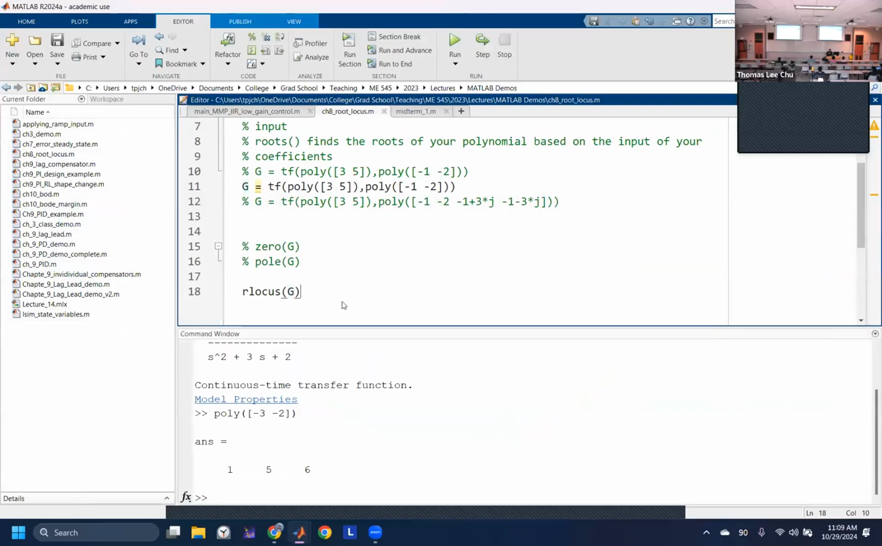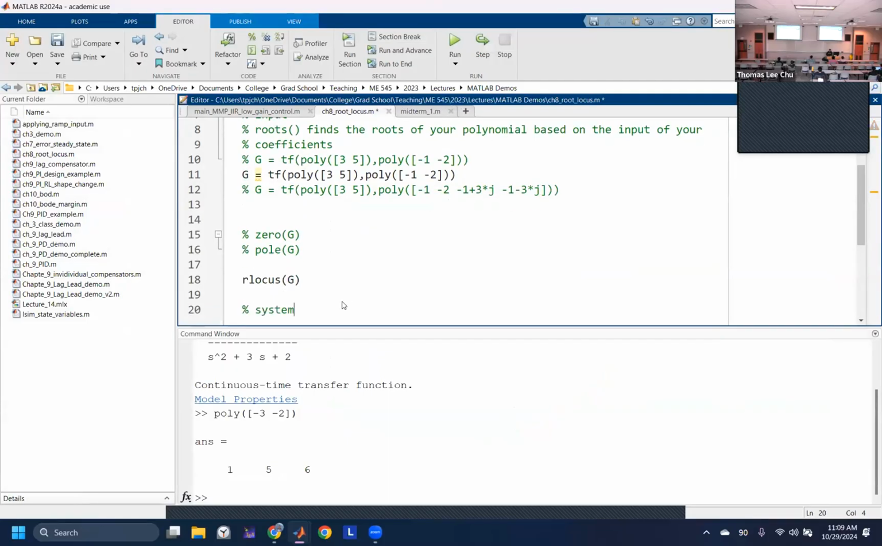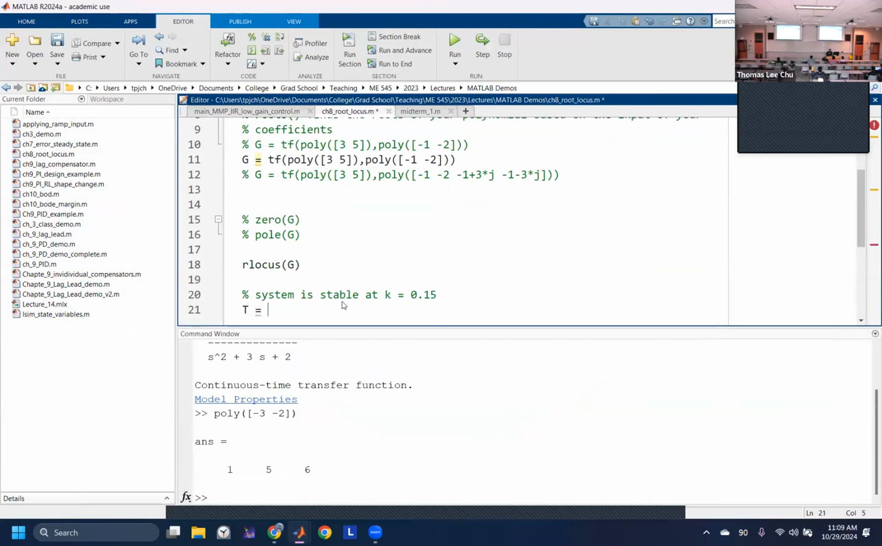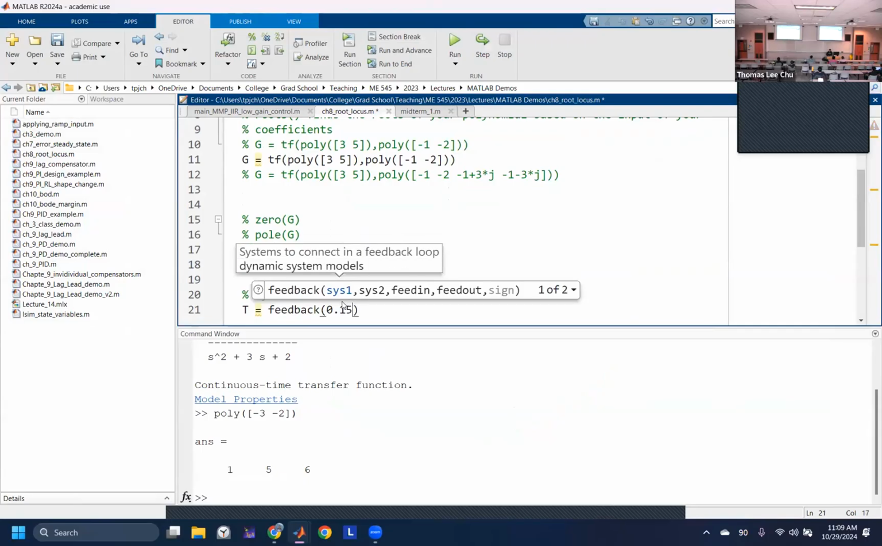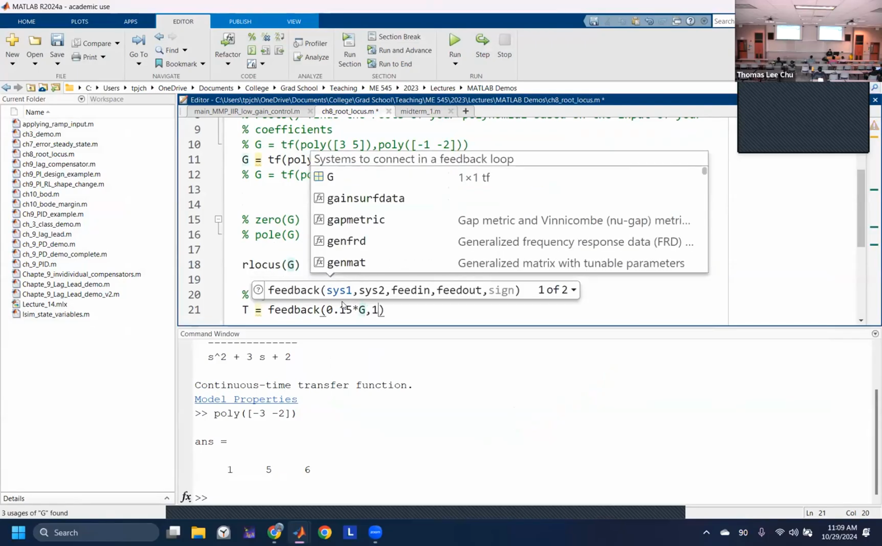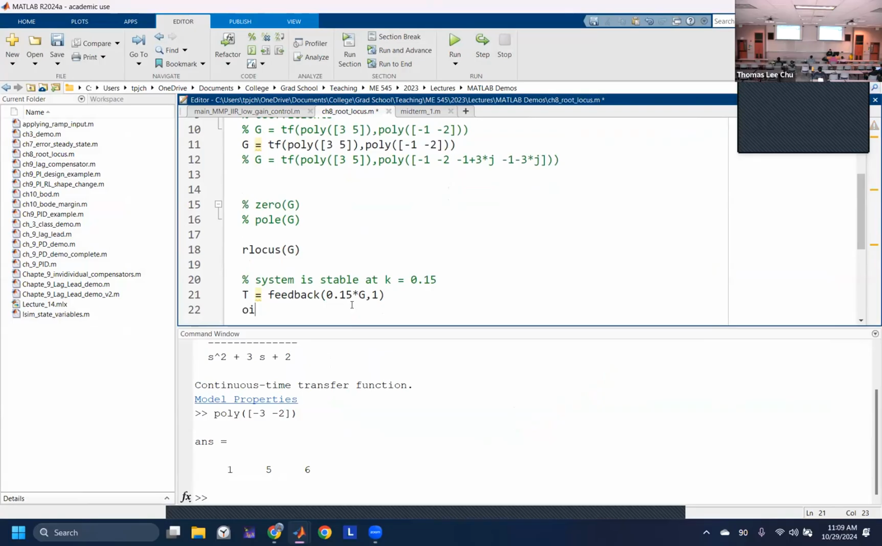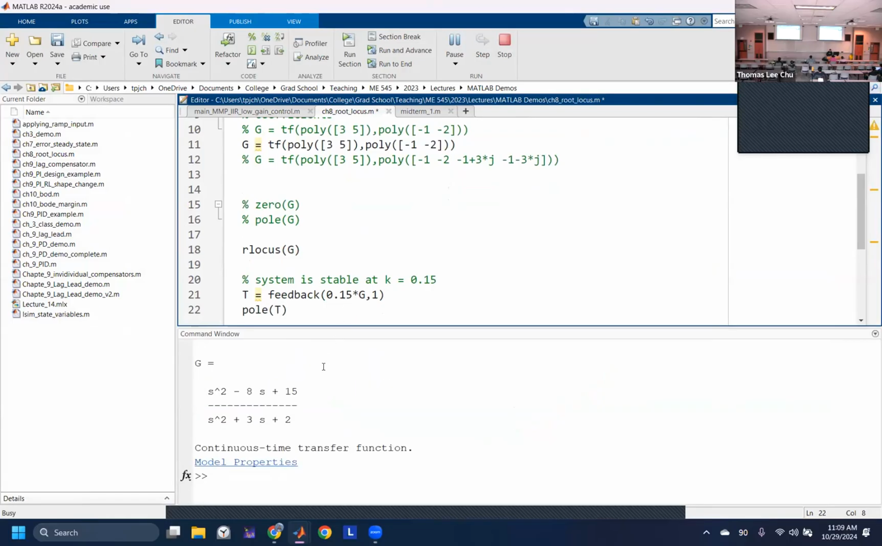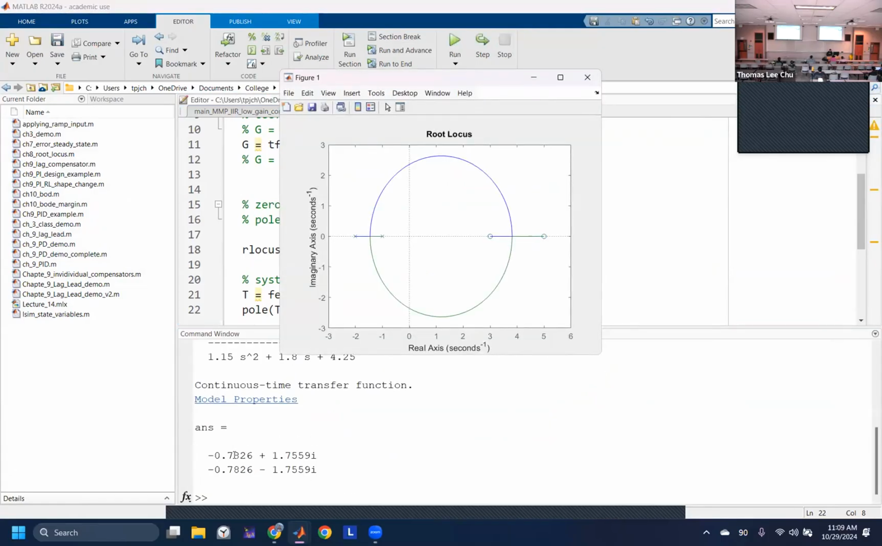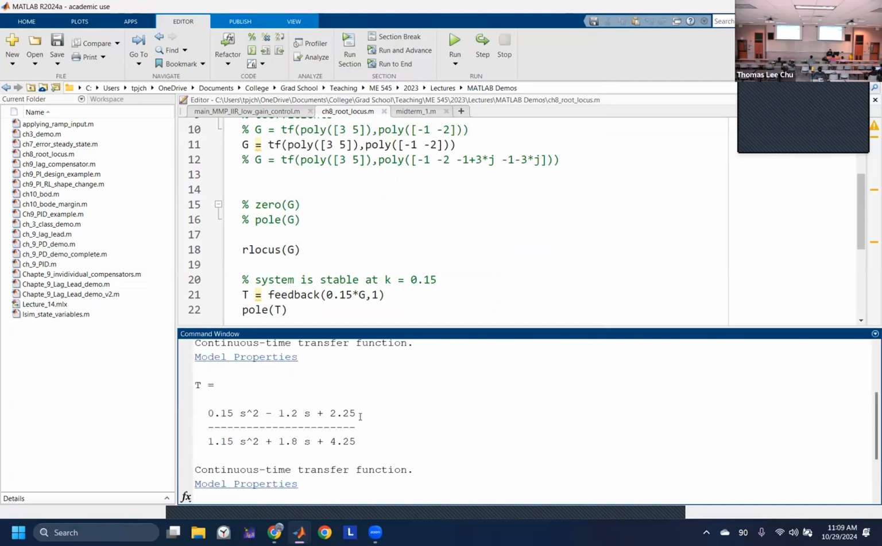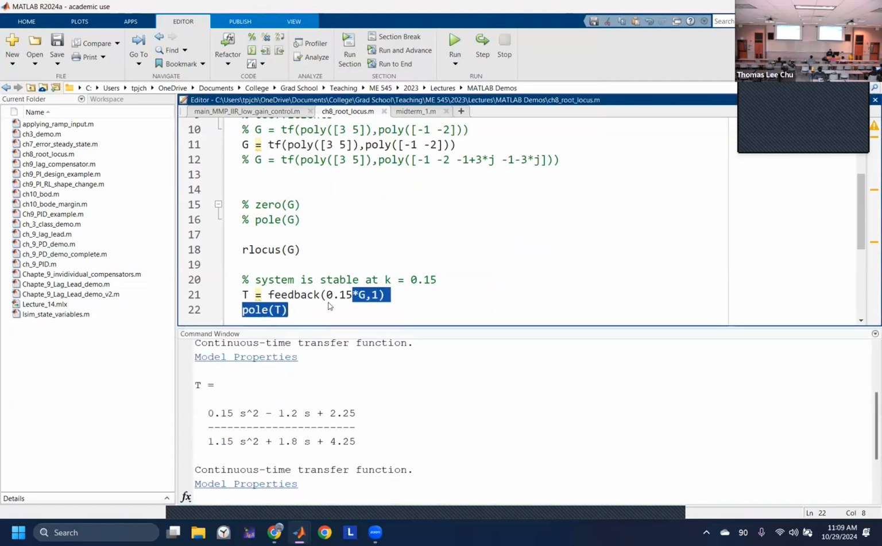So I say the system is stable at k equal to 0.15. Then what I'm going to do is create my closed loop system. I'm going to choose 0.15 as my gain, multiply that by k, and we're going to have a negative feedback system. And then we're going to just check the pole of T to make sure that matches what the root locus says. Negative 0.78 plus 1.76, which is correct. So T is stable. That's how we use root locus. We find the gain and then we put it in this closed loop transfer function and we apply the gain here.